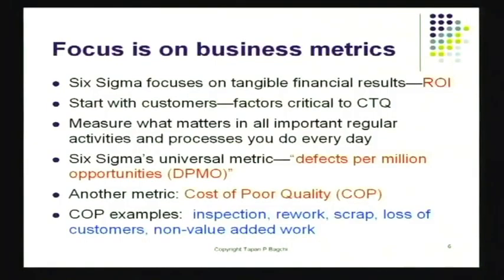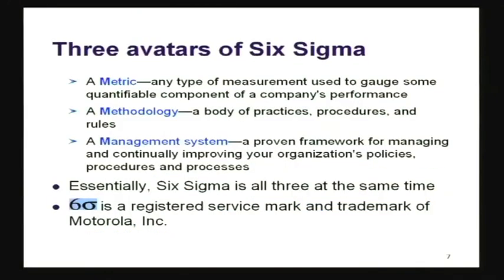So as far as cost of poor quality is concerned, you could look at the external inspection that is going on, the amount of rework that is going on, the amount of scrap that is going on, losses caused to customers that exist right now, non-value added work. These are the roots for losses in the company. These are various examples of the cost of poor quality. These would give you places to look at whereby you can justify a Six Sigma project. So in fact, the focus is going to be business metrics.